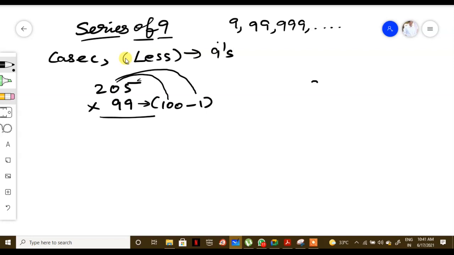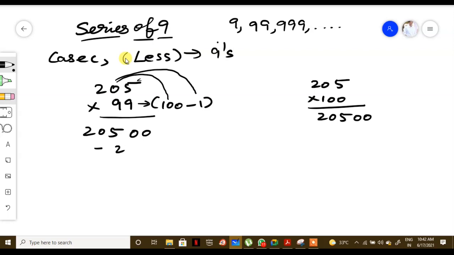First we multiply 205 into 100. We just put two zeros after this 5 and it is 20500. That's all. Multiplying by 100 is very easy. So we get the answer as 20500. Then we have to subtract 205 into 1, which is 205, correct?